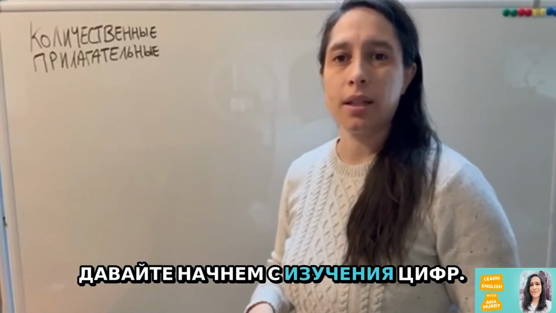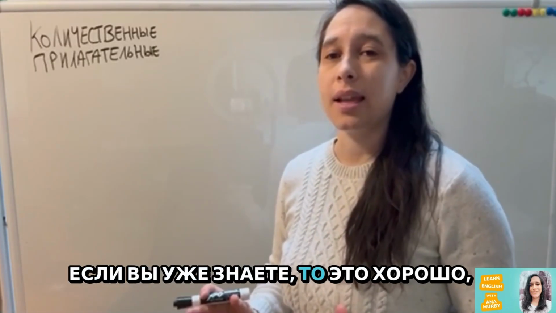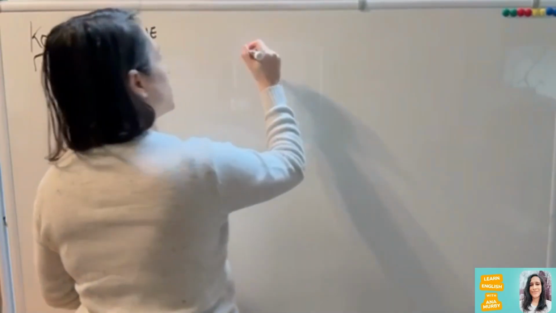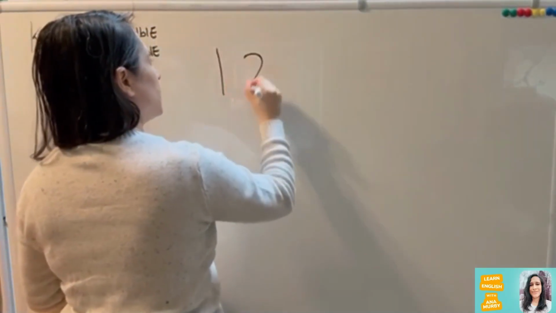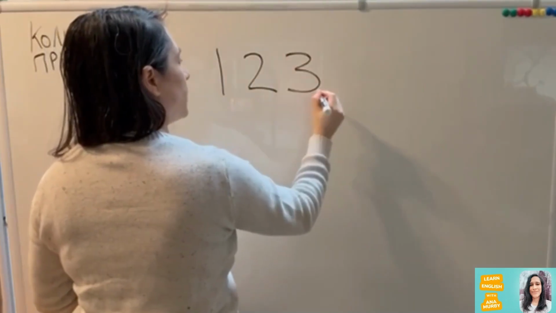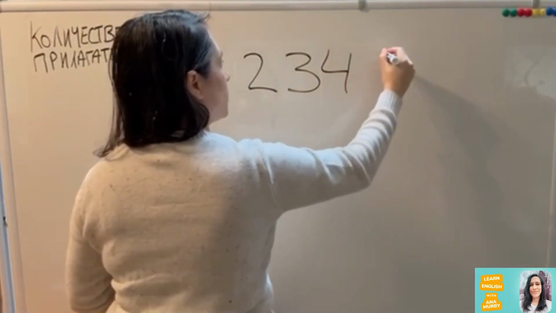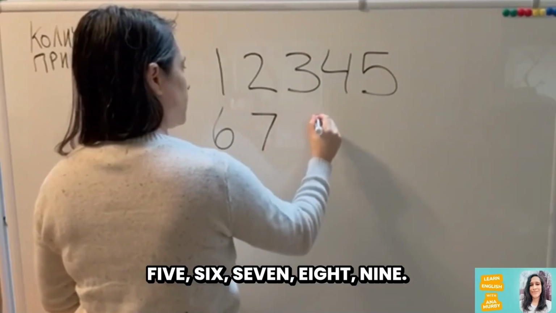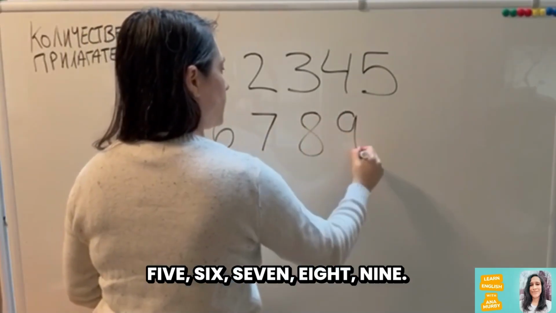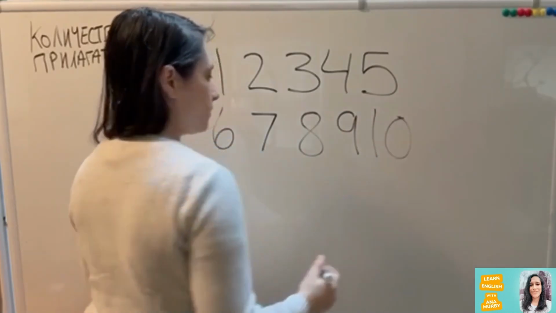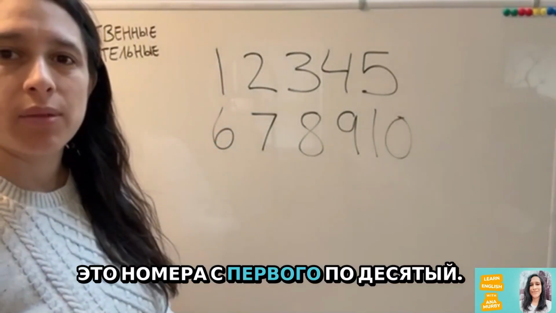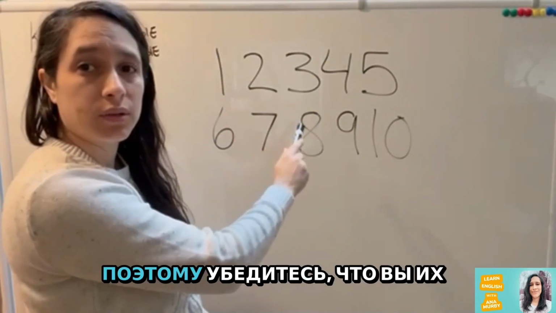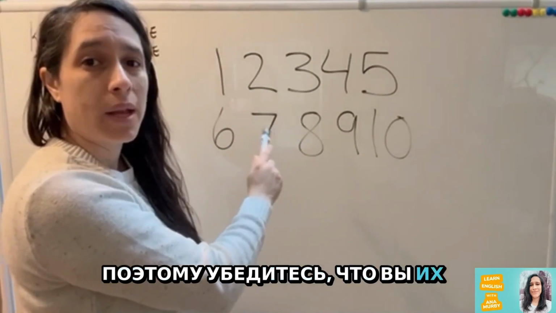Let's start by learning the numbers. If you already know, then that's good, but let's review just in case. Numbers. 1, 2, 3, 4, 5, 6, 7, 8, 9, 10. This is numbers 1 through 10. These ones are usually used a lot, so make sure you remember these.